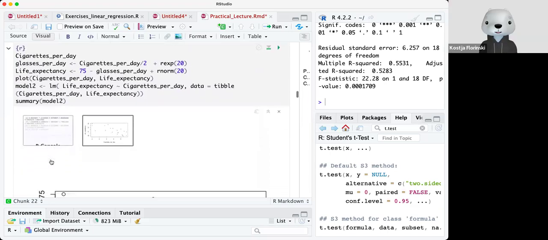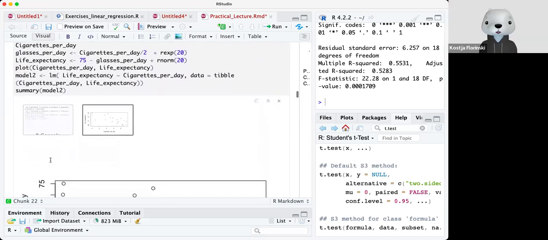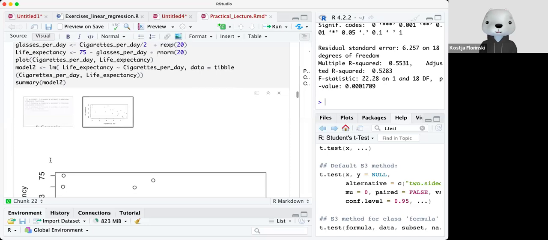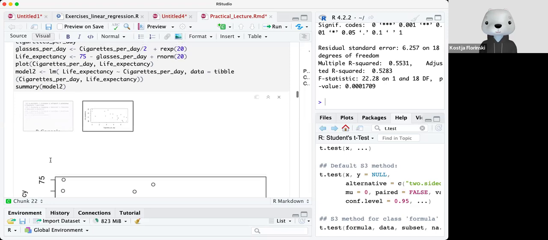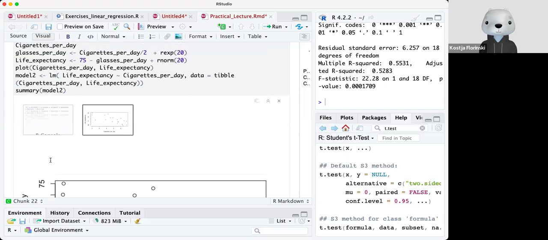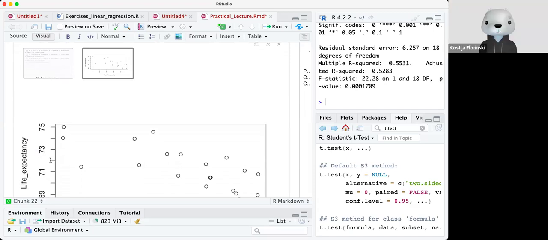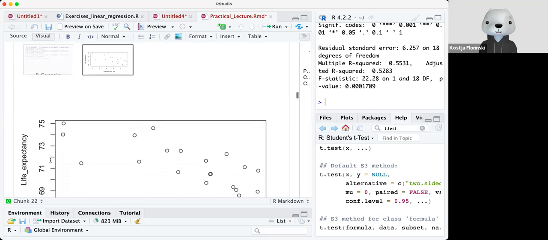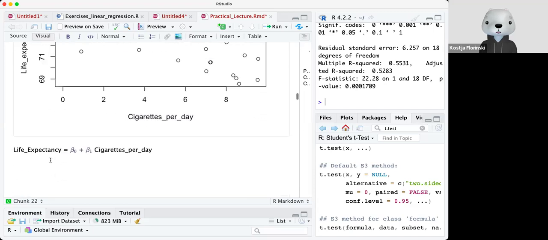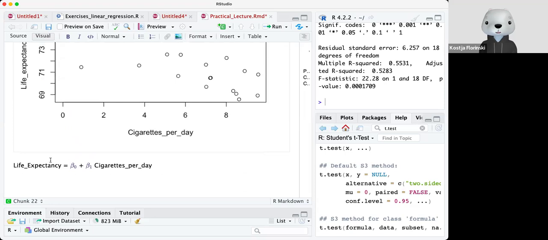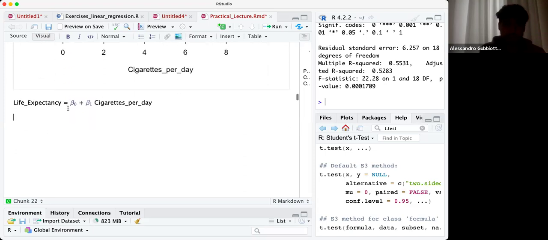Well, the most intuitive for me would be just try to change the values and see what changes on the plot. Like, let us change the amount of glasses per day and see whether something changes, or let us change the amount of cigarettes as we did already.